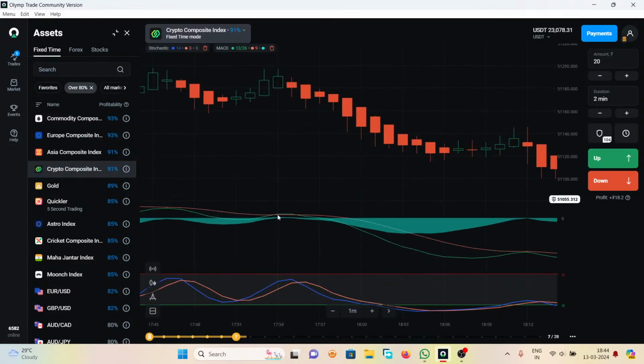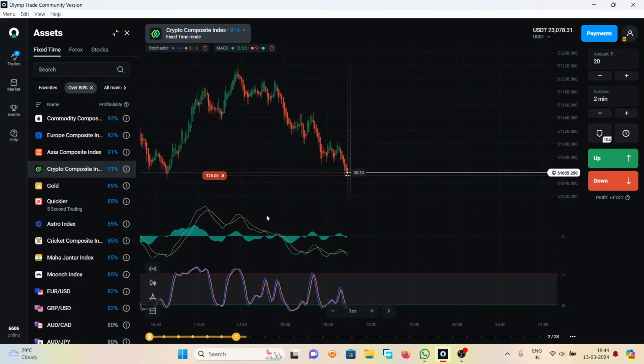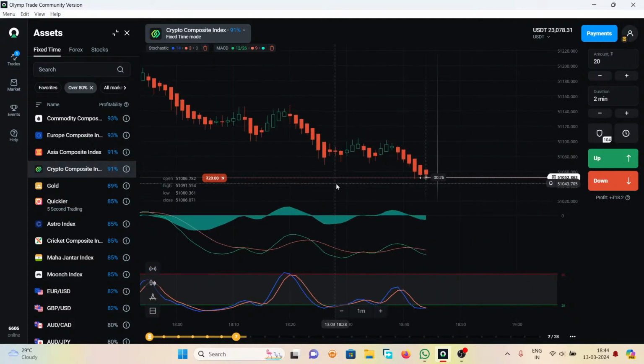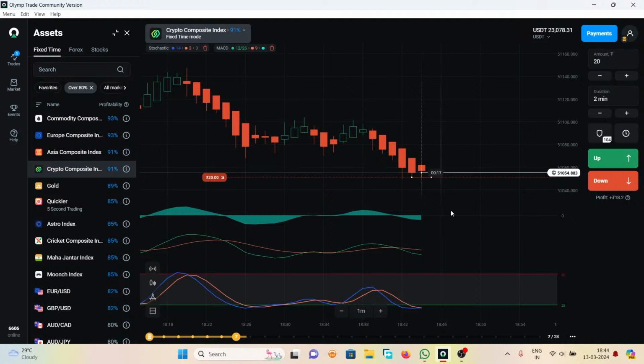This is not a sharp crossover. The lines are too close. If we can see the lines are too close to each other, then try not to open the trade, because at that time maybe the chart is not proper, or the market is volatile, or there is not enough signal for opening a trade in the market.